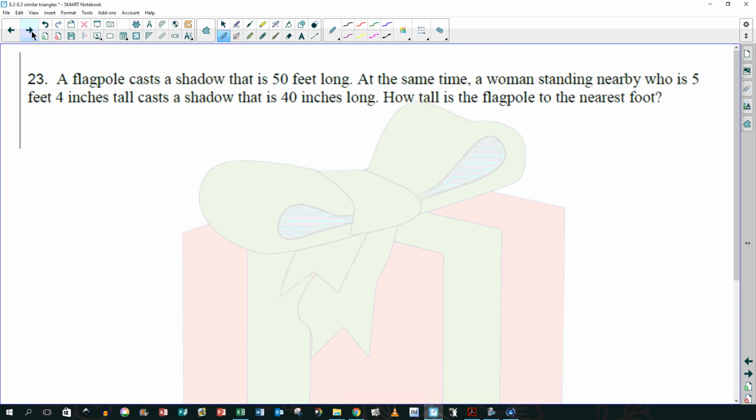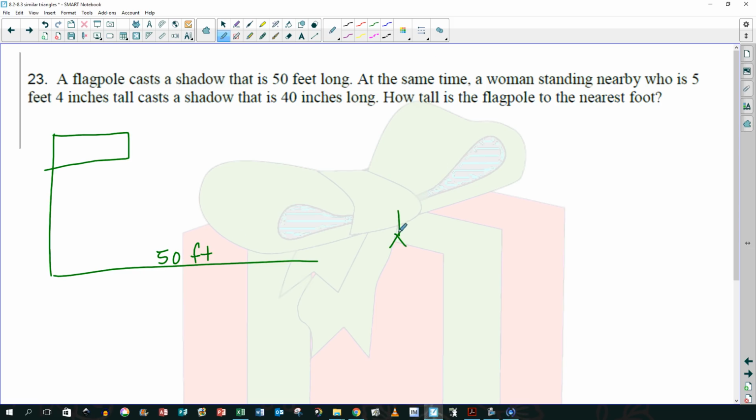All right. Last one. A flagpole casts a shadow that is 50 feet long. So sometimes you're going to have to draw pictures. So a flagpole casts a shadow, because shadows are on the ground, so a 50 feet long shadow. At the same time, a woman standing nearby, so we got us a girl over here, who is 5 feet 4 inches tall, casts a shadow that is 40 inches. Now, how tall is the flagpole? So I want to know how tall the flagpole is in feet.